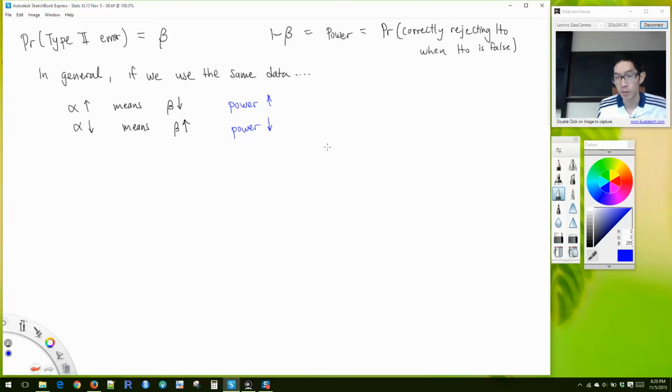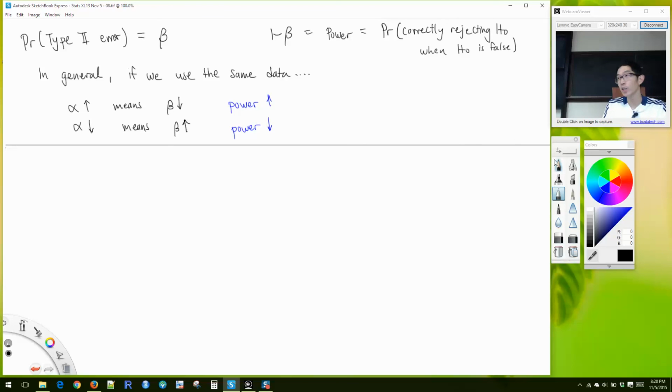I'm going to describe a couple of scenarios where in one situation we want a large alpha, and in another situation we want a small alpha. Imagine a criminal trial.